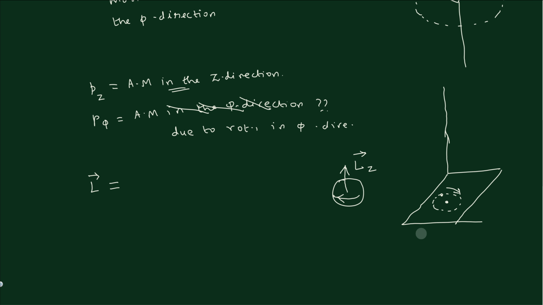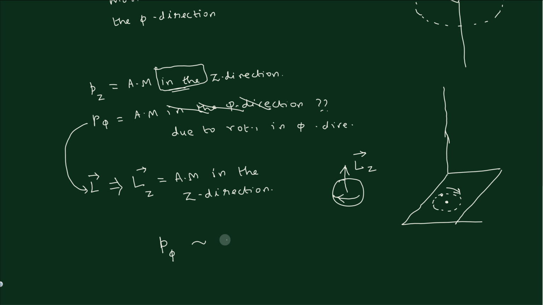When it rotates like that, angular momentum is in the z direction. I am giving importance to the word "in". Please see this. So angular momentum will be in the z direction, and that will be written as the vector Lz, because it is an angular momentum in the z direction. The meaning of p phi is that we are talking about Lz.